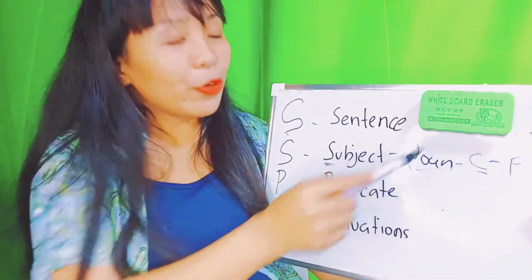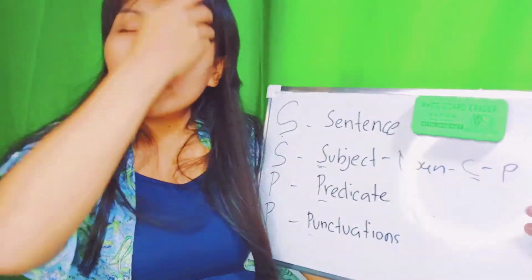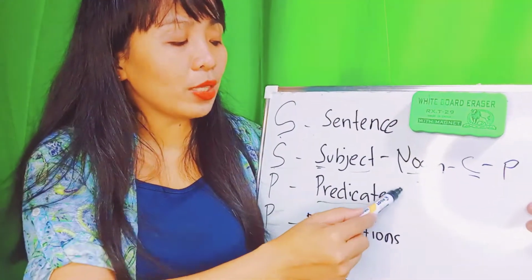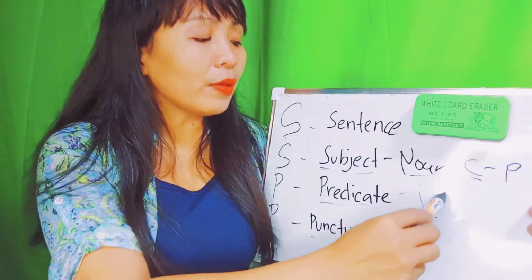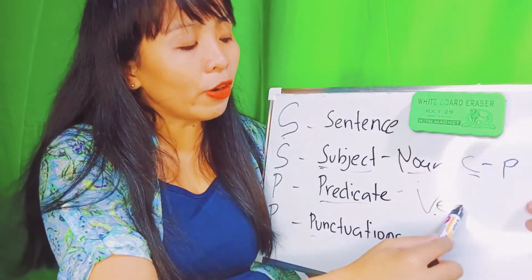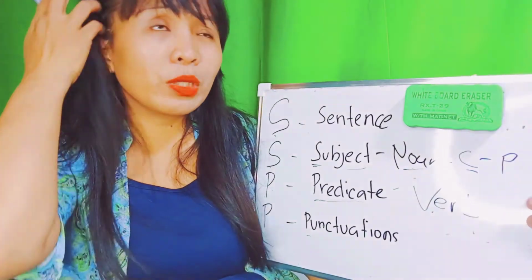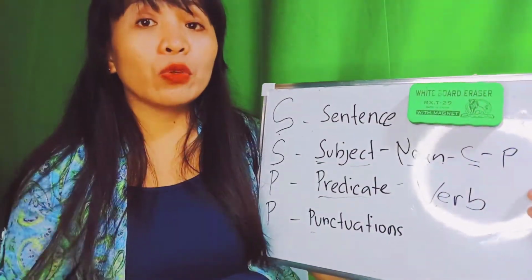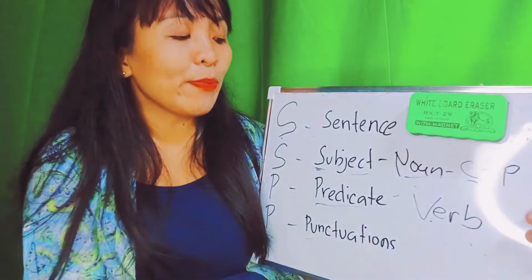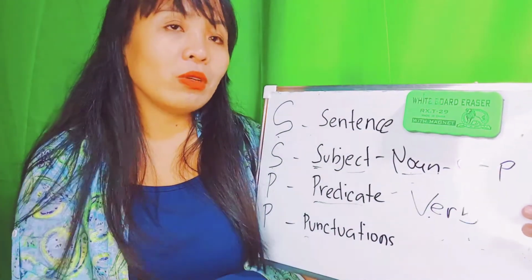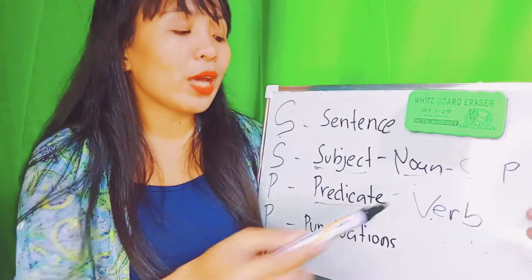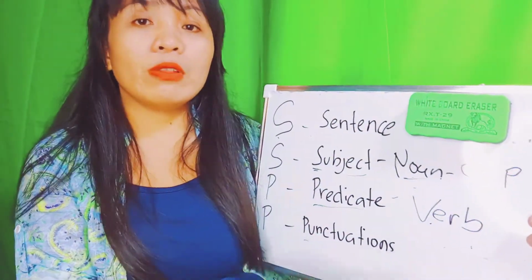So yeah, for as long as you are familiarized with our predicate, which is the second part of our sentence. When we say predicate, our predicate is usually a verb, which is again one of the parts of speech. Verb is an action word. So this is very important because it completes our sentence. For instance, a noun cannot stand alone without the verb, without the action word.